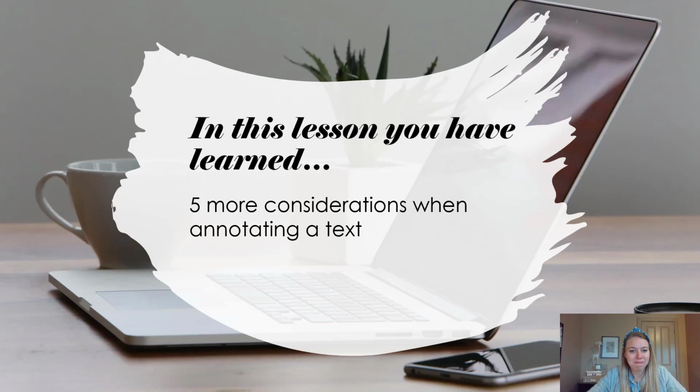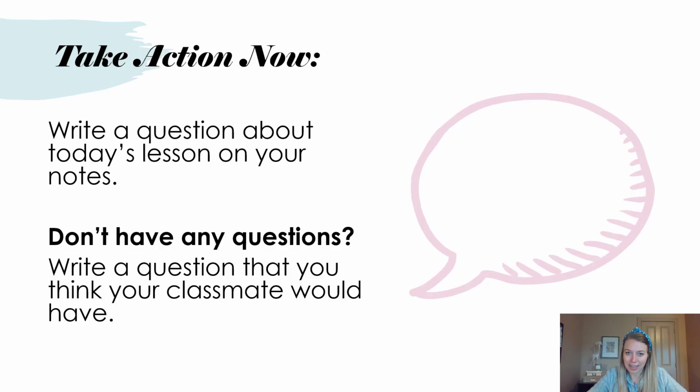In this lesson, you learned 5 new considerations when annotating a text. And finally, take action now. As always, write a question about today's lesson on your notes. If you have no questions about today's notes, then think about the part that your friend or classmate might find confusing. Write the question you think they will have to bring to class tomorrow at the bottom of your notes.